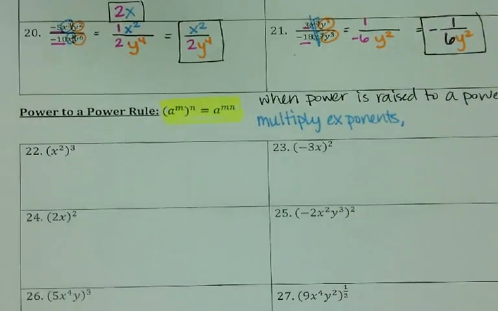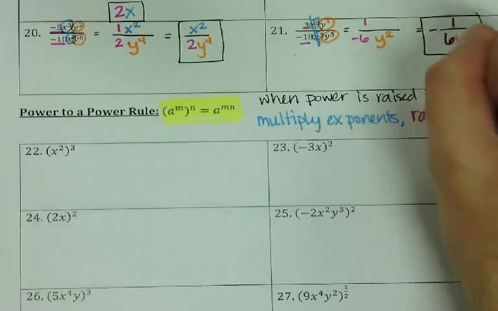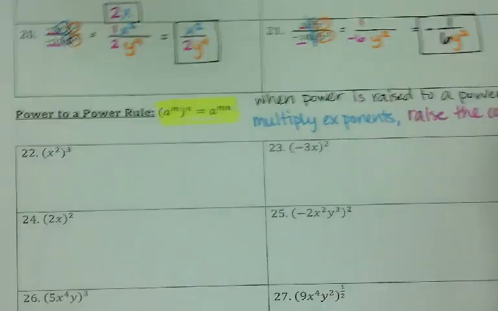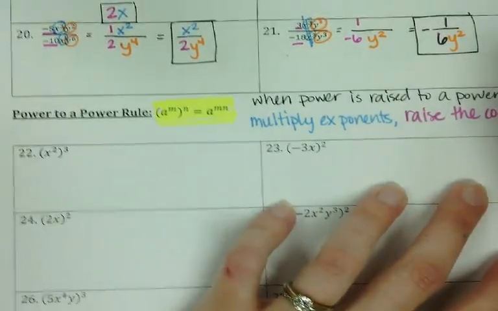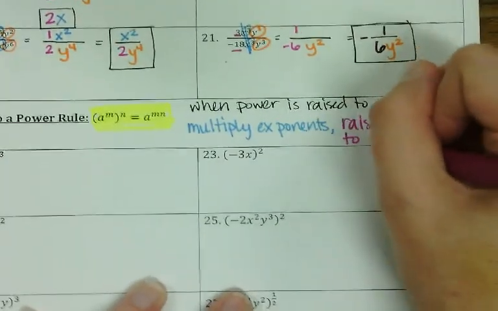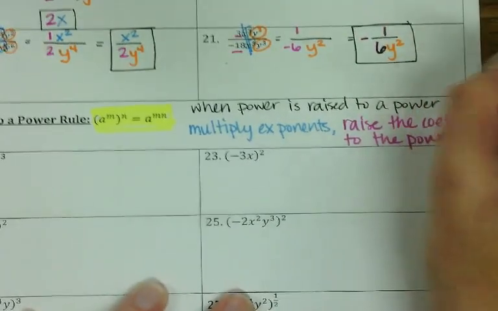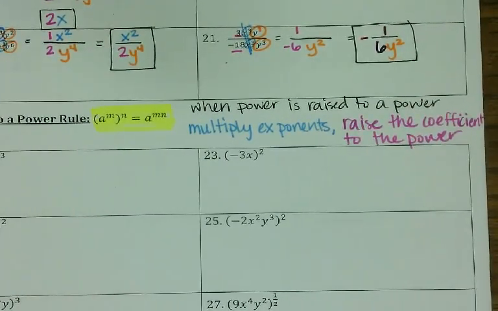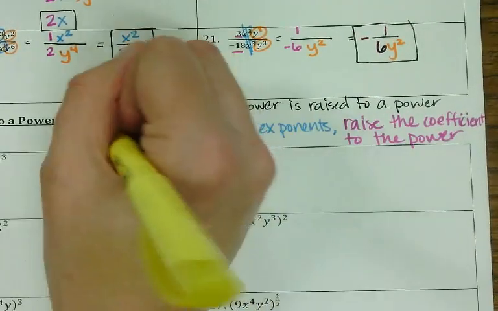and then you are going to raise the coefficient to the power. So you are going to raise, oh no, I'm going to run out of room. Dang it. You're going to raise your coefficient to the power. All right, guys? So when a power is raised up to another power, you multiply your exponents and you raise the coefficient to the power. So you keep that base, but you multiply your exponents.